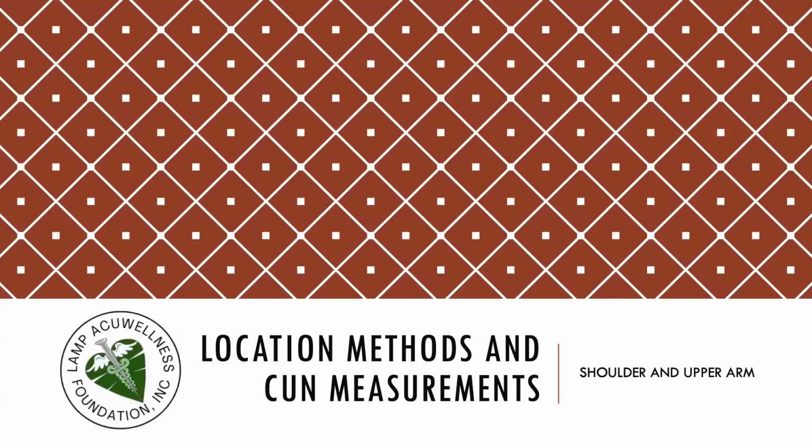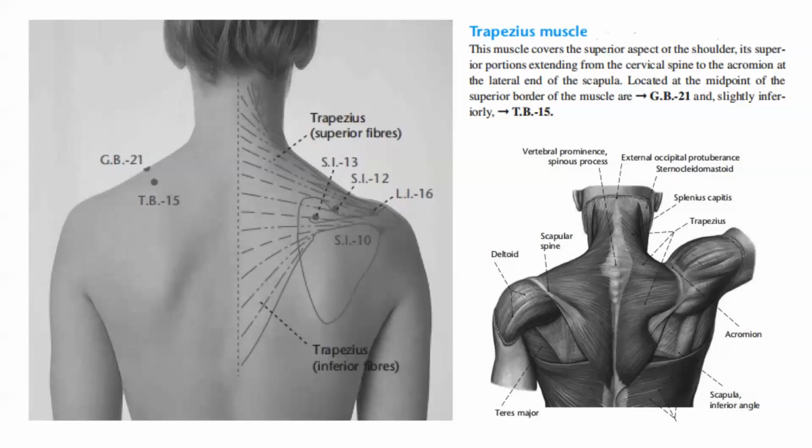Let's continue with location methods and tune measurements. Today we discuss the shoulder and upper arm. Let's start with the trapezius muscle. Here we have illustrations showing the trapezius muscle, the acupuncture points near it, and the other muscles such as the deltoid muscle and other bones, particularly the scapular spine and the acromion.